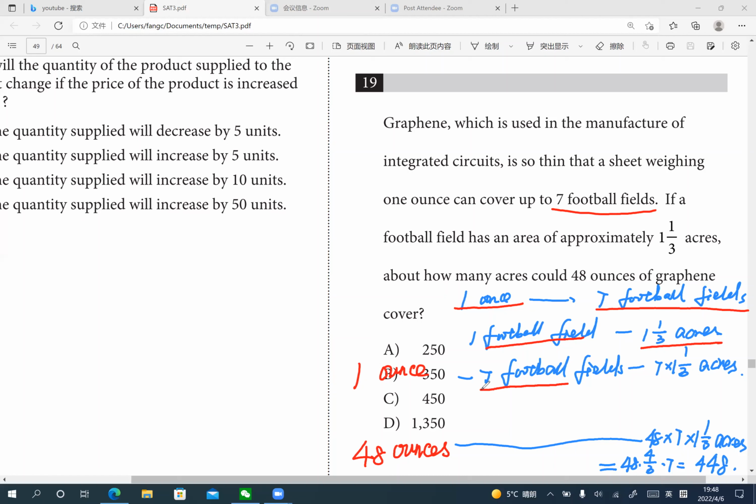So 7 football fields should be equal to 7 times 1 and 1/3 acres, and 7 football fields is 1 ounce. So 48 ounces of graphene should cover 48 times 7 times 1 and 1/3 acres. And we do the calculation, 48 times 4/3 times 7 is 448. So option C is the closest number.